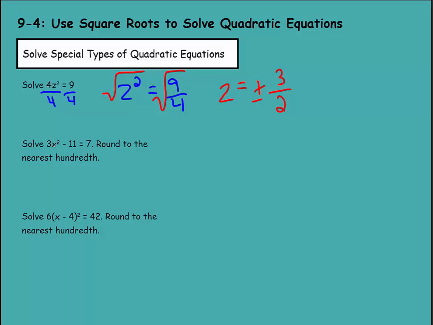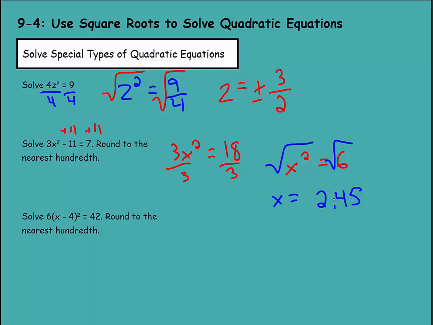Now we have 3x squared minus 11 equaling 7. It says round the answer to the nearest hundredth. The first thing I could do to isolate the x squared is to add 11 to both sides. That would give me 3x squared equaling 18. Now I can divide both sides by 3, which gives me x squared equals 6. Now I need to find the square root of 6. So when I square root these, x equals the square root of 6, which rounded to the nearest hundredth is 2.45. And then I need to do a positive or negative 2.45.